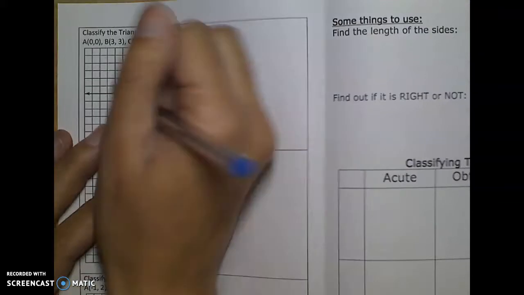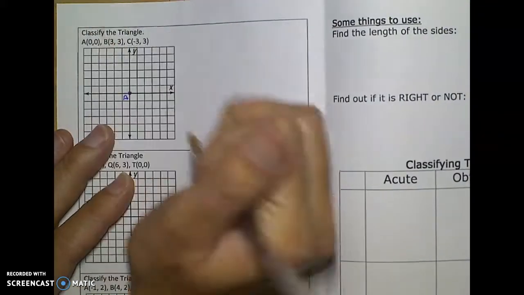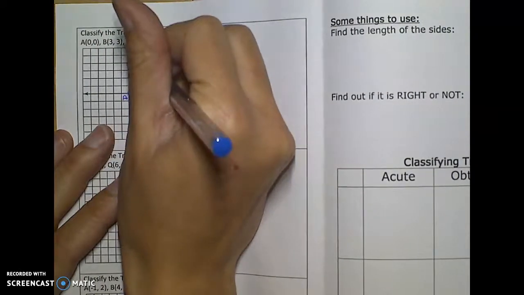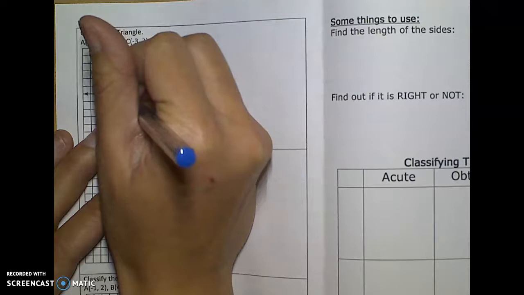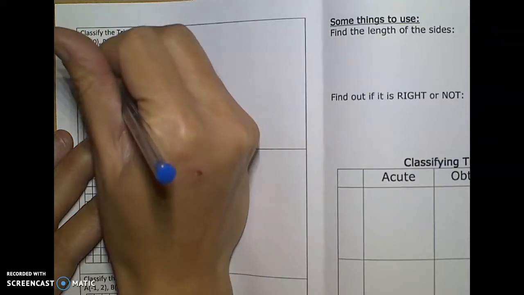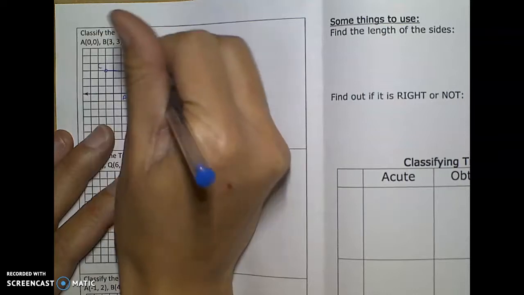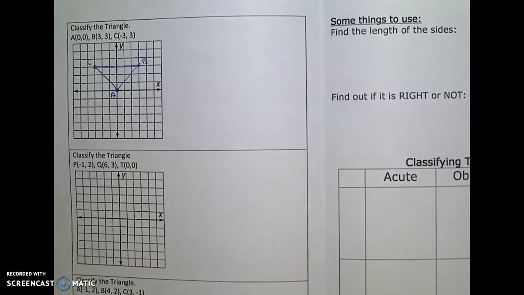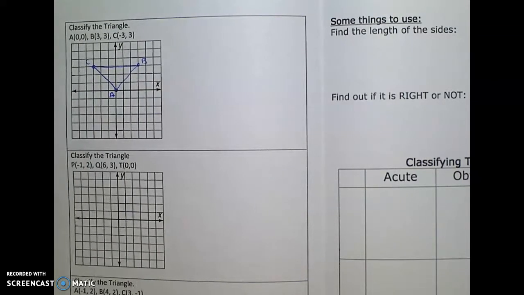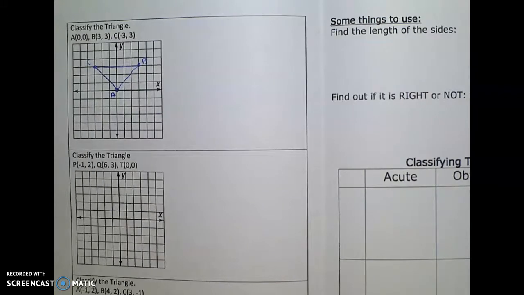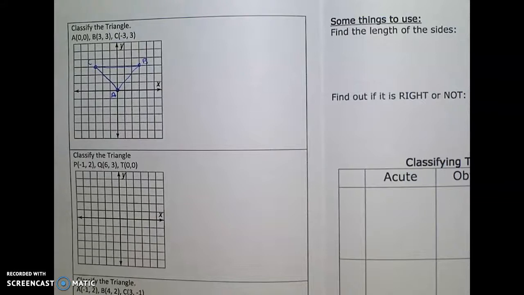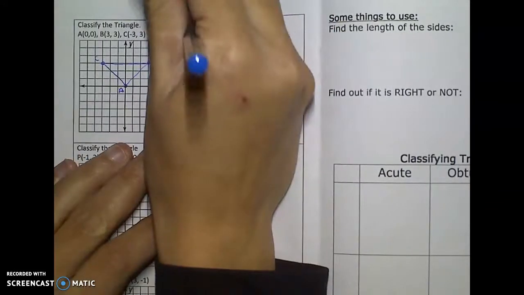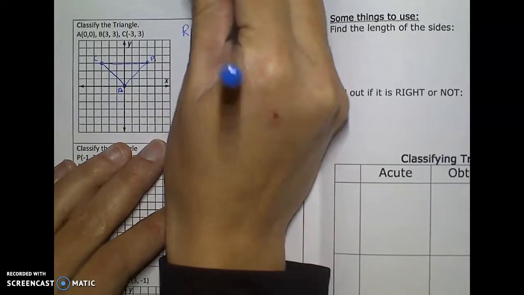I would first want to plot the points. So A is at (0, 0), B is at (3, 3), and C is at (-3, 3). And I can connect the dots. If I want to know if I am scalene, isosceles, or equilateral, then I need to know about the sides. If I want to know if I'm acute, obtuse, or right, then I need to know about the angles. And if I'm in a grid space like this, the only angle that I can know is a right angle. So really we're just going to answer the question right or not.